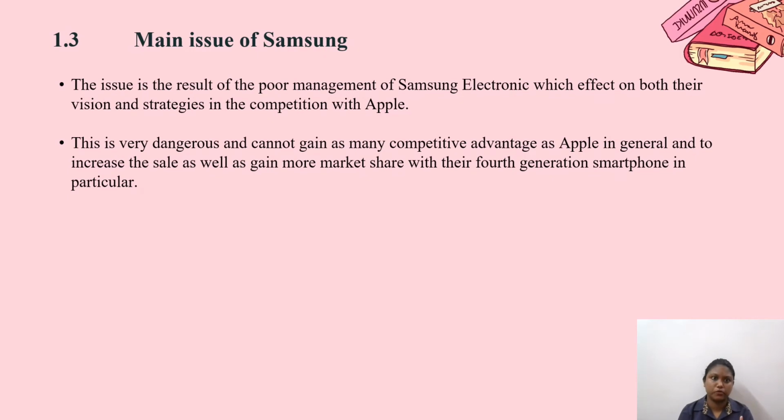Main issue of Samsung. The issue is the result of the poor management of Samsung Electronics, which affects both their vision and strategies in the competition with Apple. This is very dangerous, and Samsung cannot gain as many competitive advantages as Apple in general, and cannot increase sales as well as gain more market share with their fourth generation smartphone in particular.